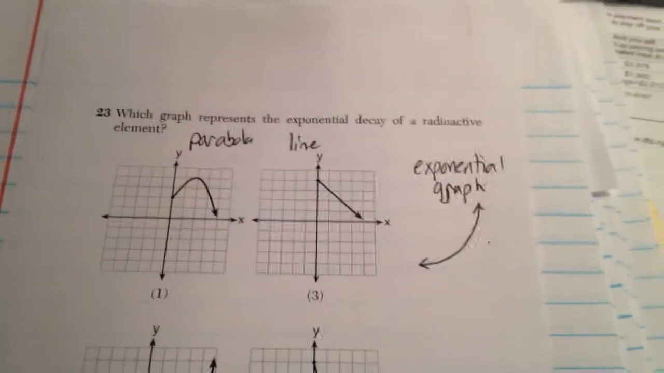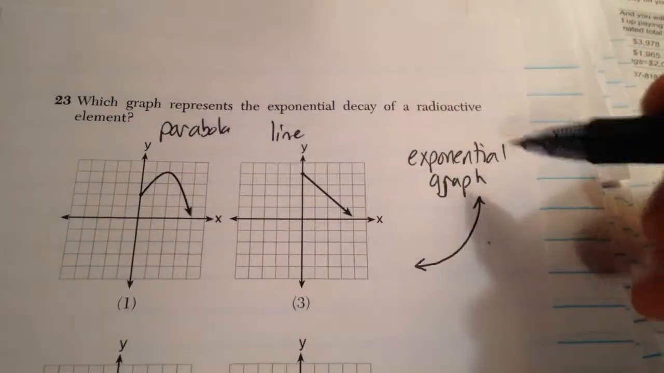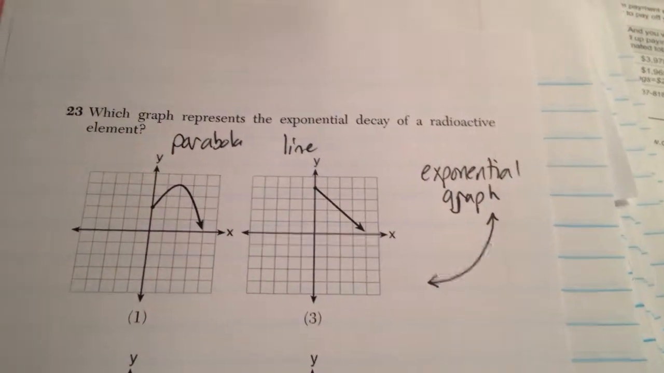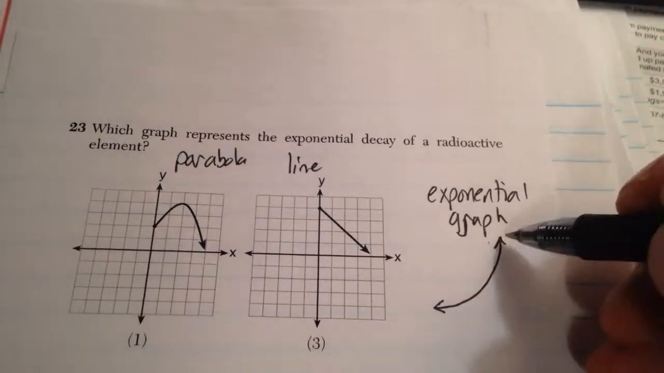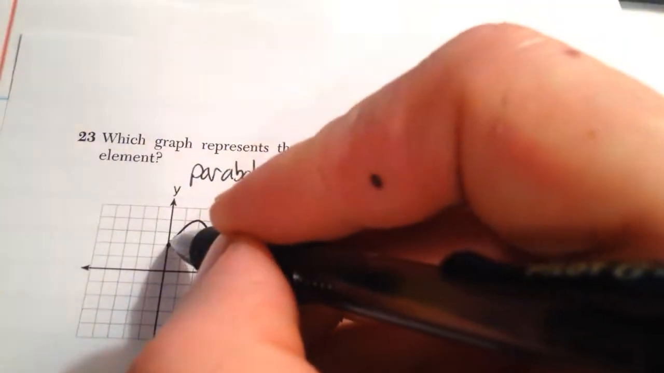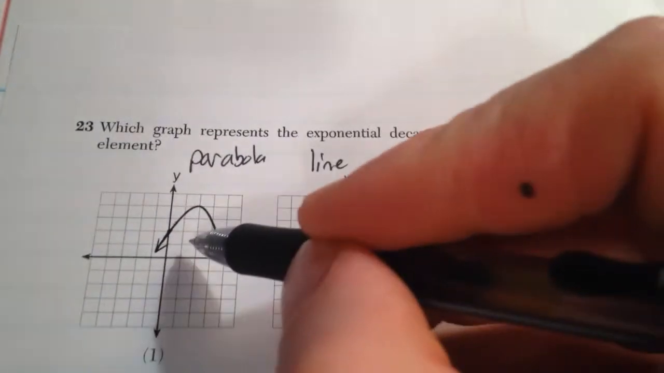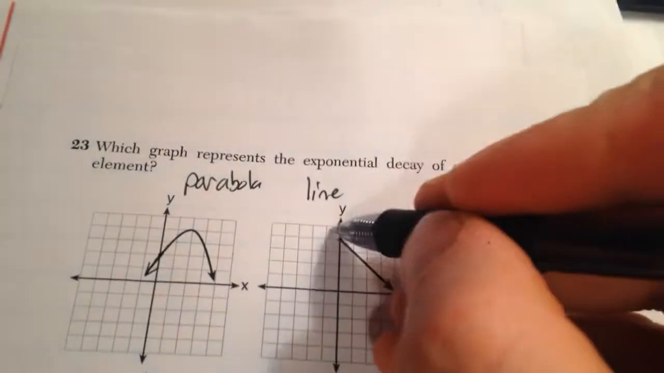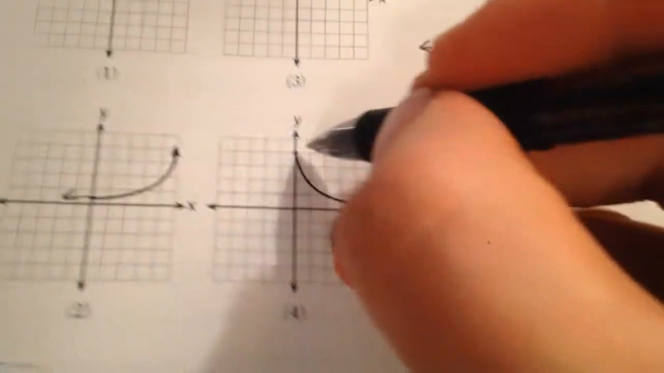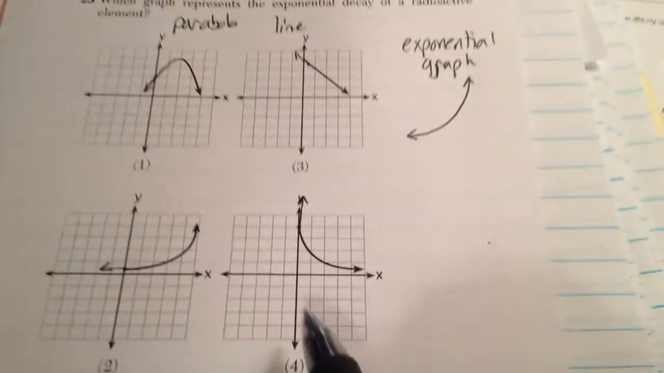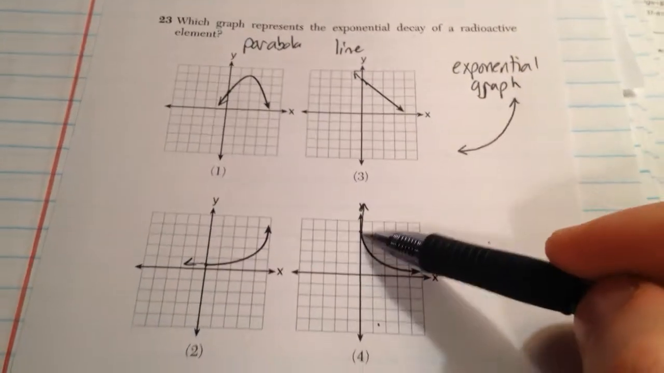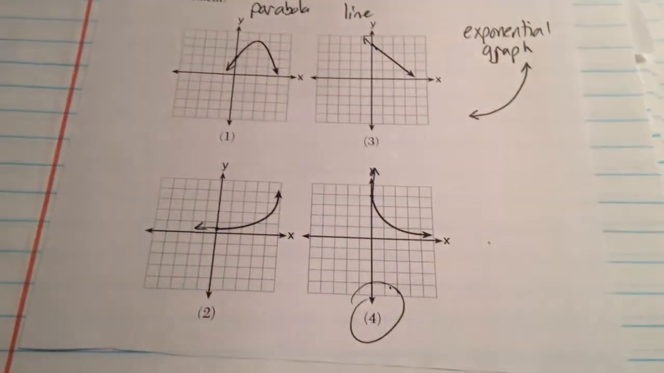Number 23, they ask you which one's an exponential decay. Generally speaking, an exponential graph takes this type of shape. It's going up, it's going down. This one looks like, if you continued it on, a parabola. This one's a line. If you continued this one on, it would be going down. If you continued this one, it would be going up. Both of these look like that shape, but they want decay. Decay means going down. So this is choice 4.